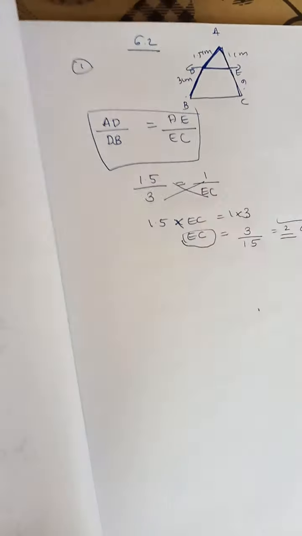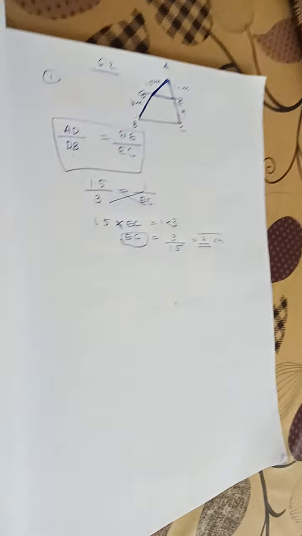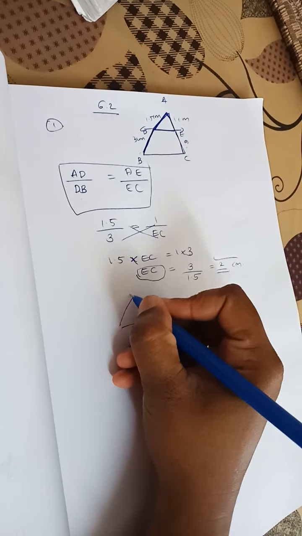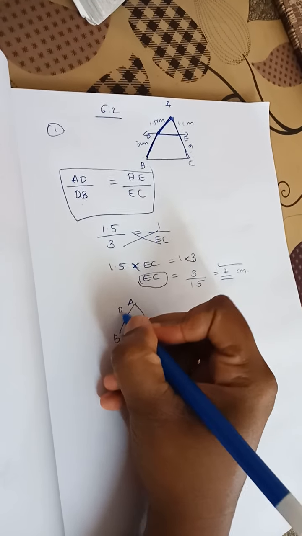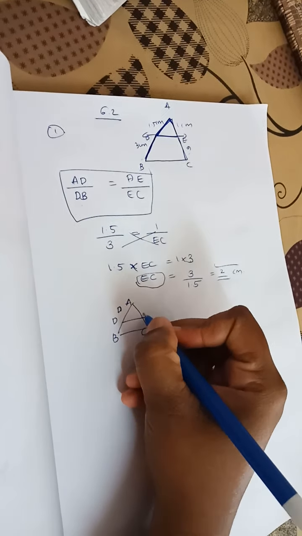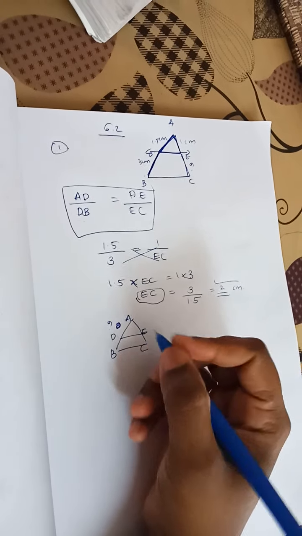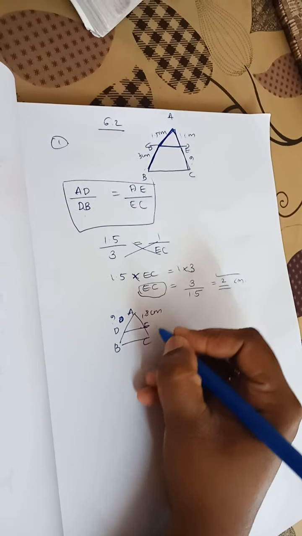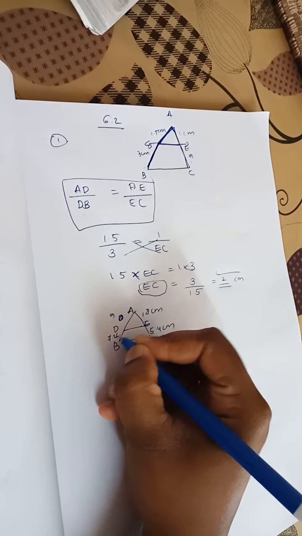From the first figure we had to find the value of EC, and we got 2 centimeter. Just like this we can do the second one. This is the rough figure ABC. So D, E are these two points. This one we have to calculate, AD. AE is given in the question as 1.8 centimeter. This is 5.4 centimeter. This is 7.2 centimeter.